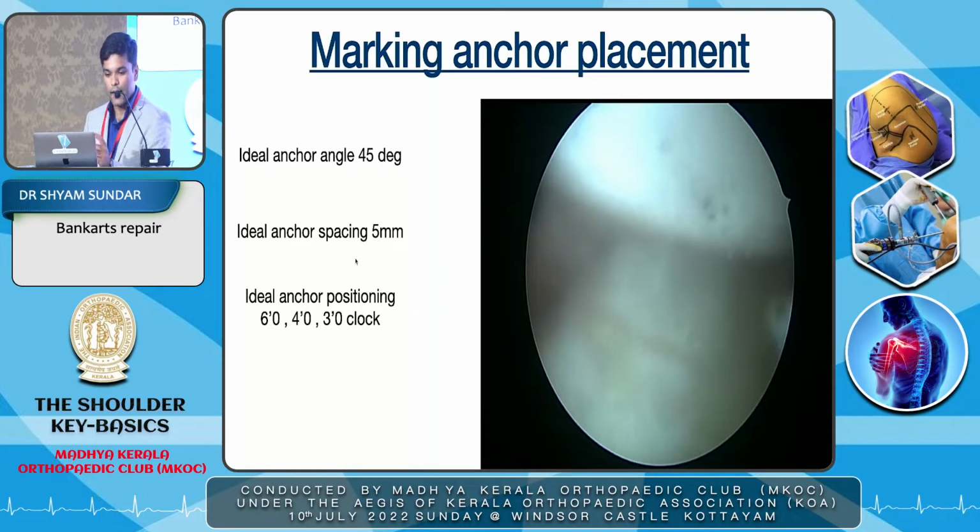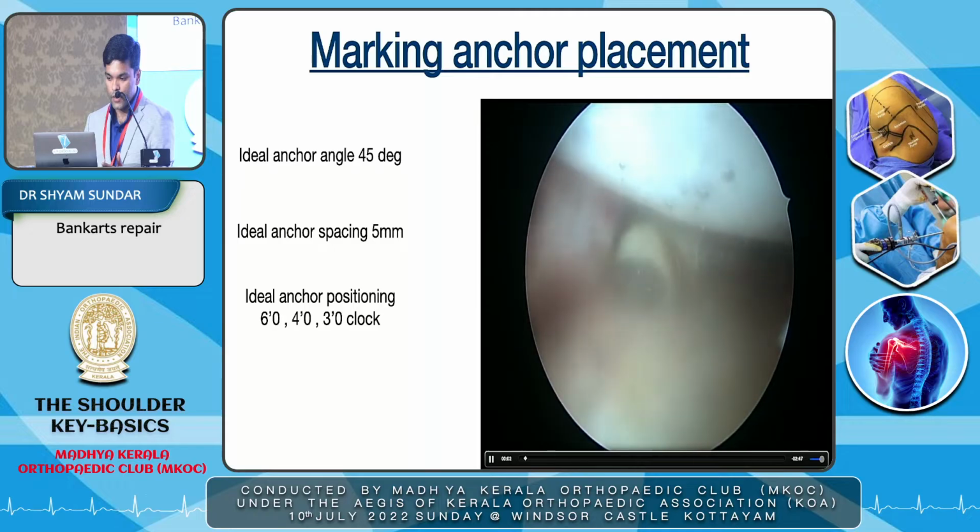The ideal anchor spacing is 5 millimeters between each anchor, and you have to try to place the first anchor between 5 to 6 o'clock, and then every 5 millimeters above you can place the next anchor, which comes to around the 4 o'clock and 3 o'clock positions.